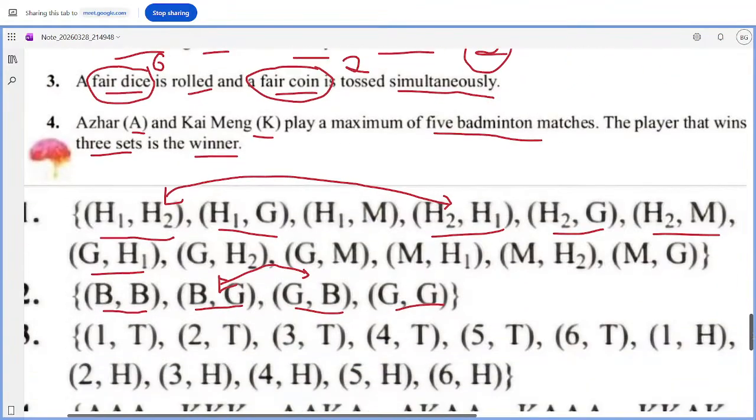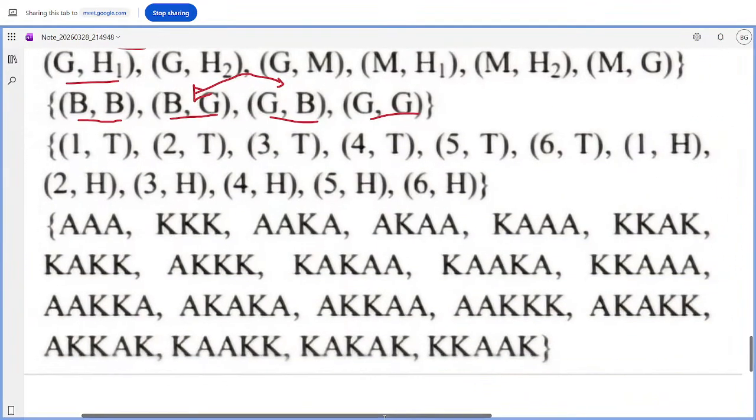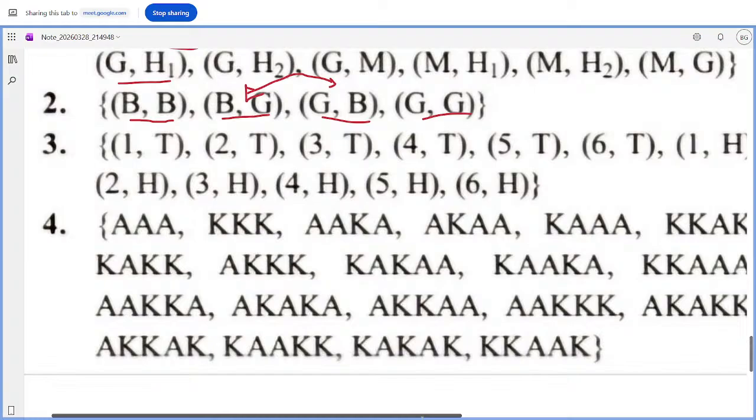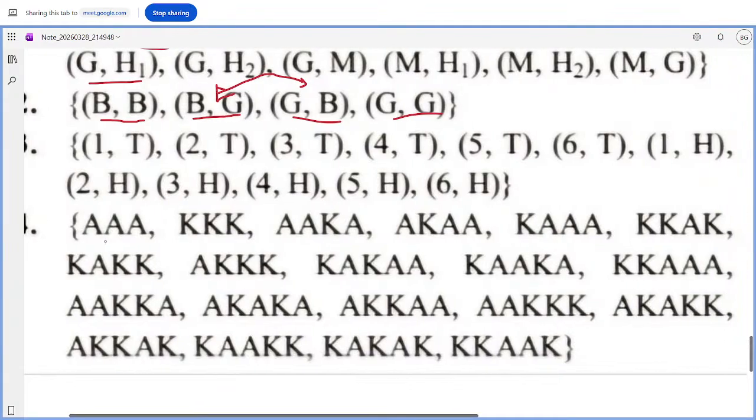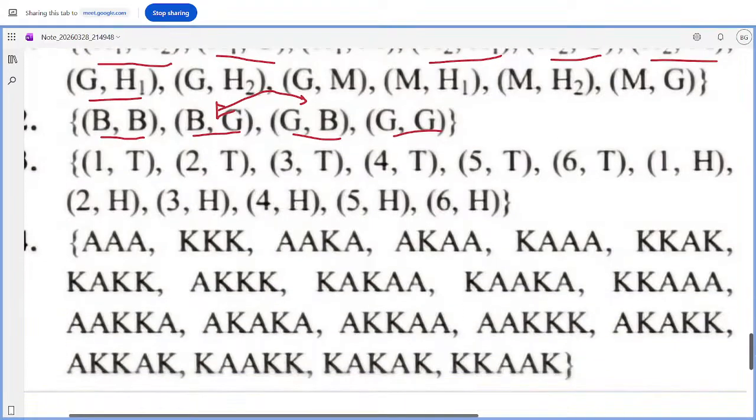Okay, let's see. So got a lot. There are a lot of outcomes, guys. 1, 2, 3, 4, 5, 6, 7, 8, 9, 10, 11, 12, 13, 14, 15, 16, 17. Total is 20. Too much already. You overestimate. Total is 20, guys. Total 20 outcomes. A is for Asa and K is for Kai Meng. So basically, you must think lah, guys. There are a lot of ways because they say 3 sets is the winner, right? You mean you win 3 times is the winner.